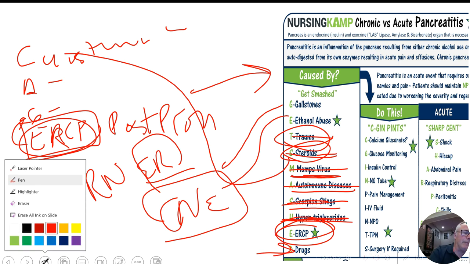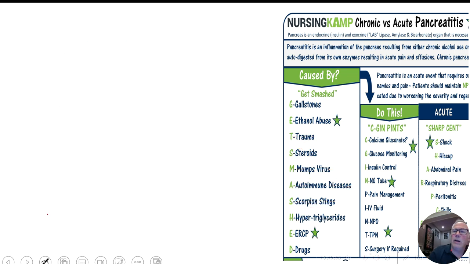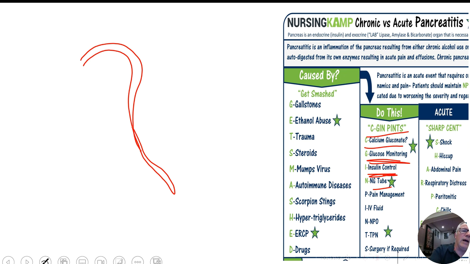Once you have it, here are all the things you do. You're going to have hypoglycemia, so you have calcium go. You're going to monitor those sugars, glucose, insulin. You're going to drop an NG tube in. And the reason you drop an NG tube in, and we talked about that in class, is that the gut has to stay rested.